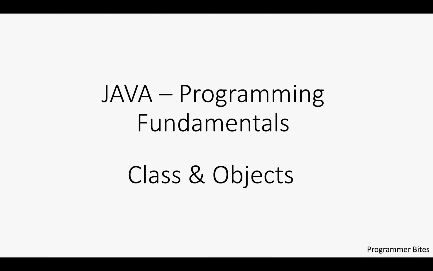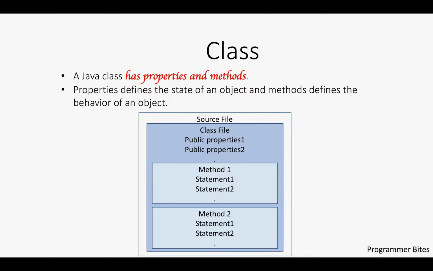Welcome to Programmer Bytes. In this tutorial, we are going to discuss Java class and objects with an example program. Class. A Java class has properties and methods. Properties define the state of an object and methods define the behavior of an object.